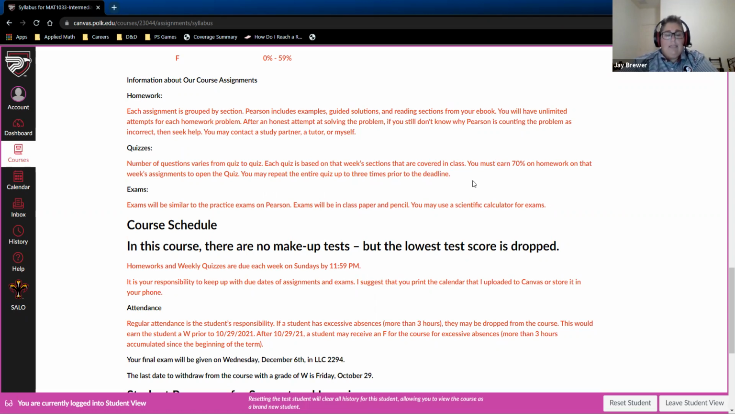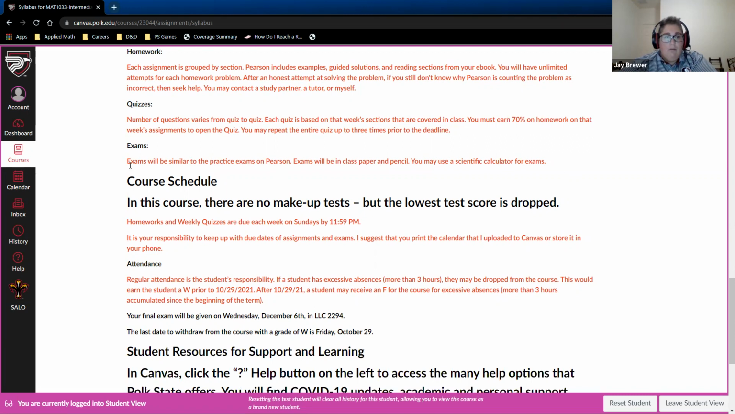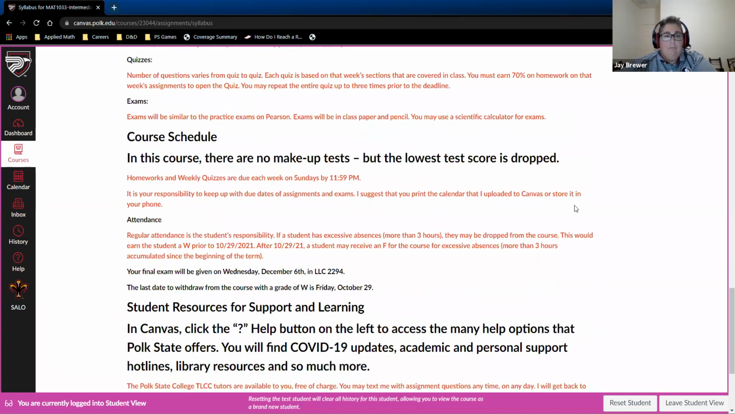And on a case-by-case basis, I will discuss with you if you need another attempt or if I feel the whole class deserves another attempt, which would be more likely the scenario. And in order to open your quiz, you must earn a 70% on the homework that precedes it. Exams are going to be in person and they will be paper pencil, and you are allowed to use a scientific calculator for your exam.